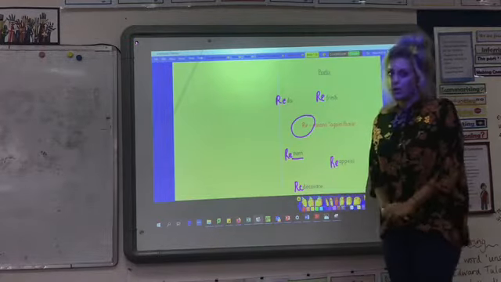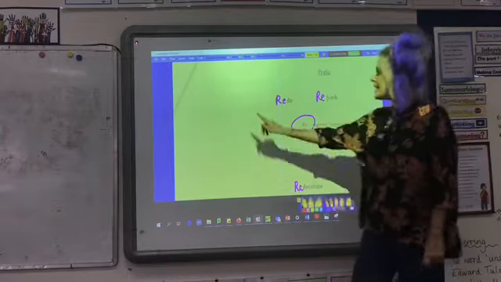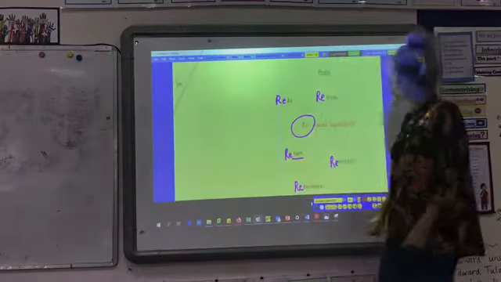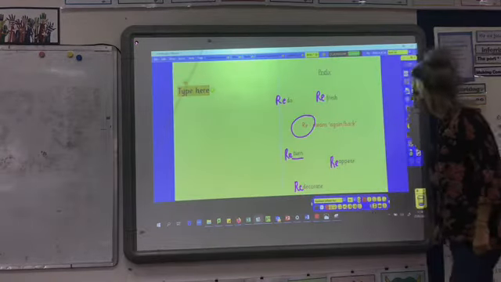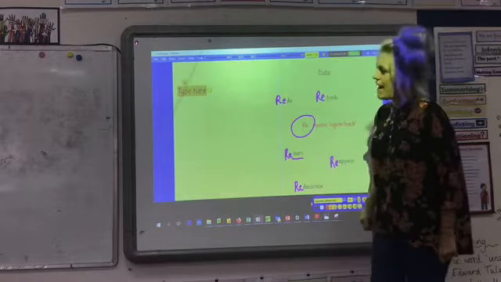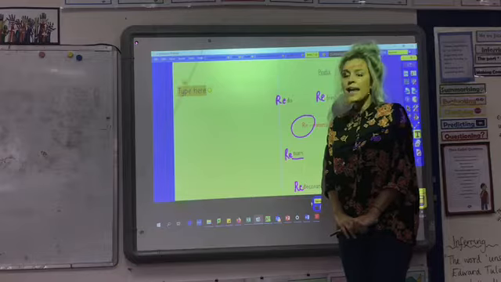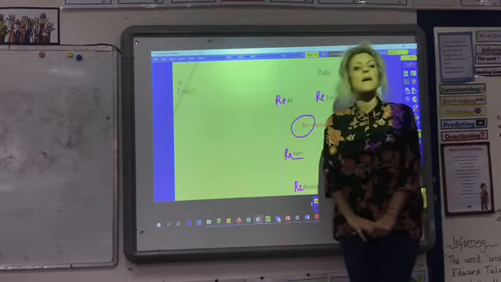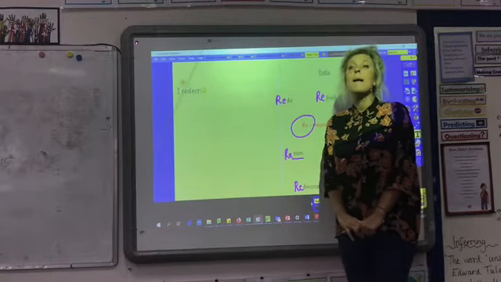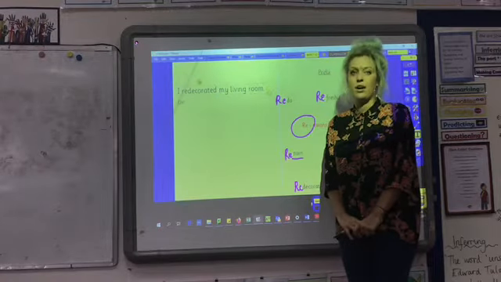So, Miss Shaw is going to help us write a sentence using one of these on the board. I am going to choose redecorate. So, I redecorated my living room because I wanted to change its colour.